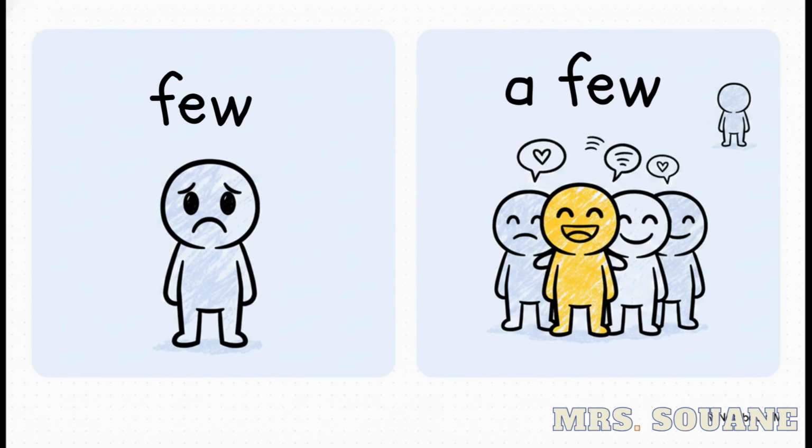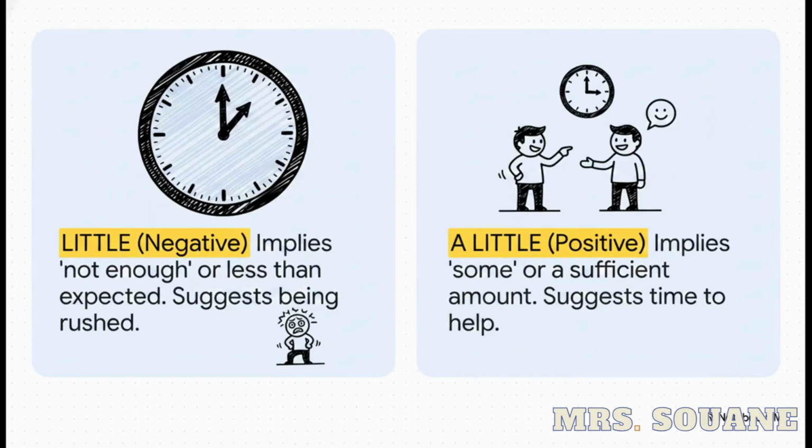But if you say he has a few friends, the vibe is instantly positive. It suggests the number is small, sure, but it's enough. It's a good thing. That's nuance. And it's the exact same logic with little and a little for those uncountable nouns. If you say, "Ugh, I have little time," it sounds like a complaint, right? You're rushed, it's negative, you don't have enough. But if you say, "I have a little time," it sounds like an offer. It means you have a small amount, yeah, but it's enough to help. The attitude is totally different.